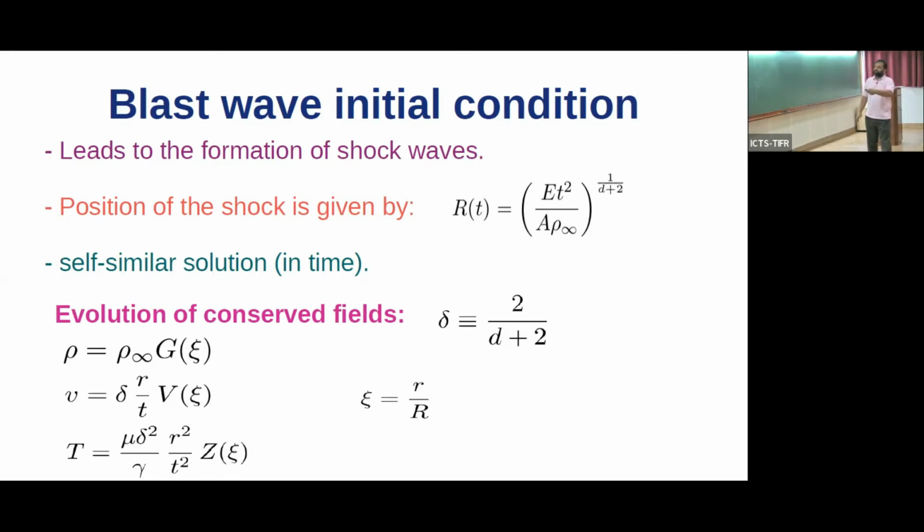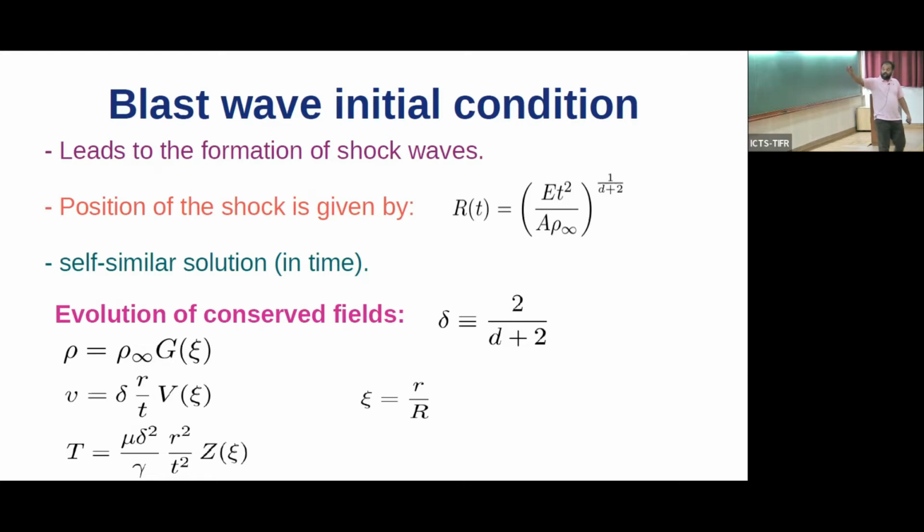Dimensional analysis gives us that the position of the shock front is given in terms of E, the total energy of the system, and rho infinity, which is nothing but the density of the background, in the sense of the region where energy is not given initially. And A is a dimensionless parameter which you have to determine. So the position of the shock front is given in terms of E, time T, rho infinity, and the dimension of the system, d. Because there's a shock propagation, it leads to a self-similar solution in time. So the shock propagates and is self-similar in time.